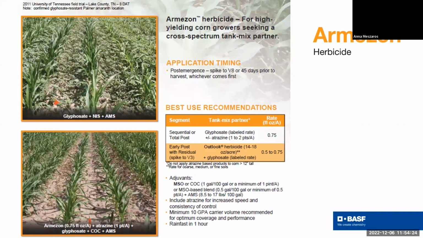And the last one here is Armezon. Calvin went over it this morning. This is a product we came to the market with a few years ago. Our suggestion is 0.75 ounces per acre. Does a great job with atrazine or metribuzin, anything you want to mix in there with it. It's also registered on sweet corn at a little higher rate, but make sure you get your COC or AMS in there with it. Very low use rate.